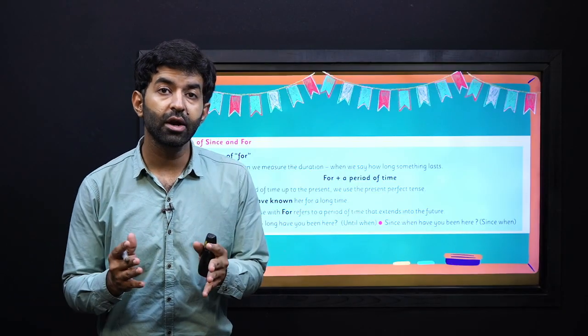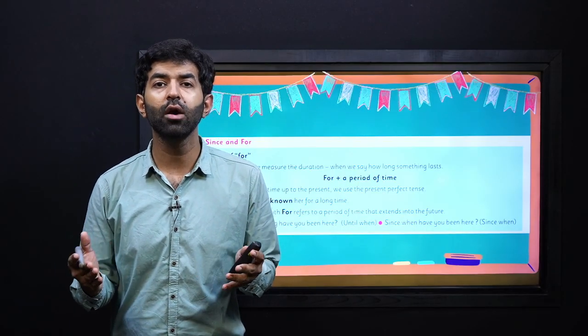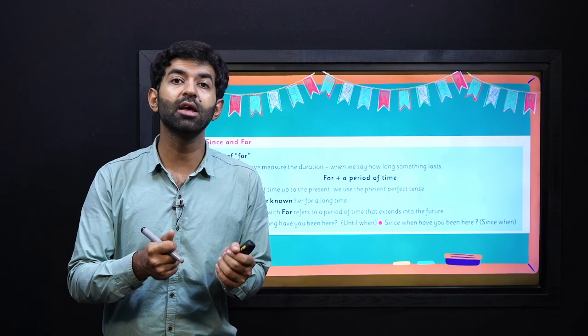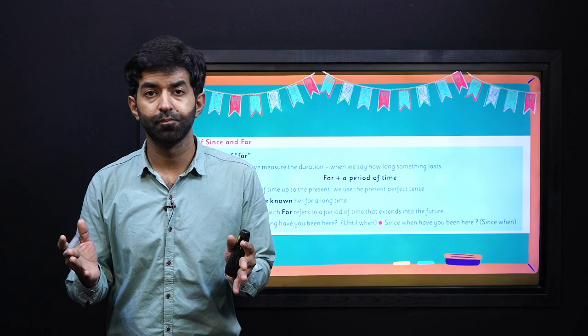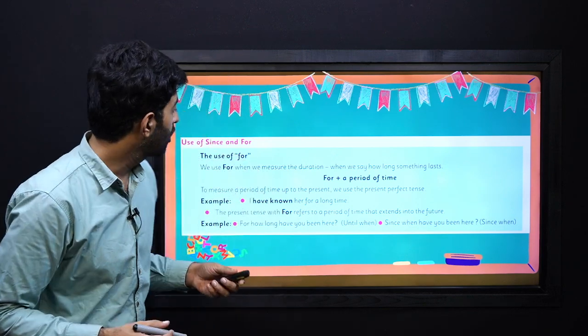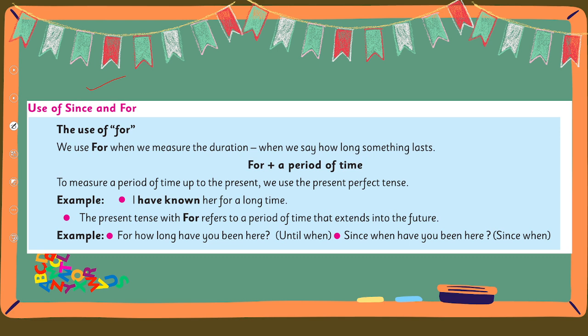You are already familiar with the use of since and for. We use them to tell for how long or from when something is happening. Now, let's talk about the use of for. We use for when we measure the duration, the time, when we say how long something lasts. So the structure is for plus a period of time.